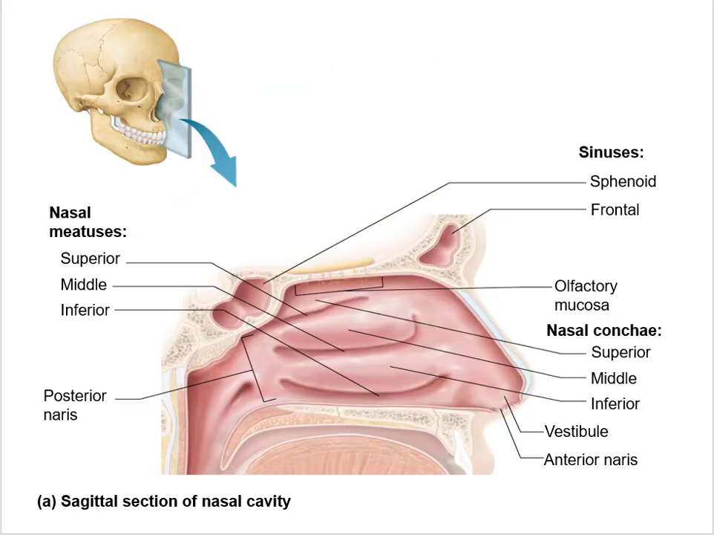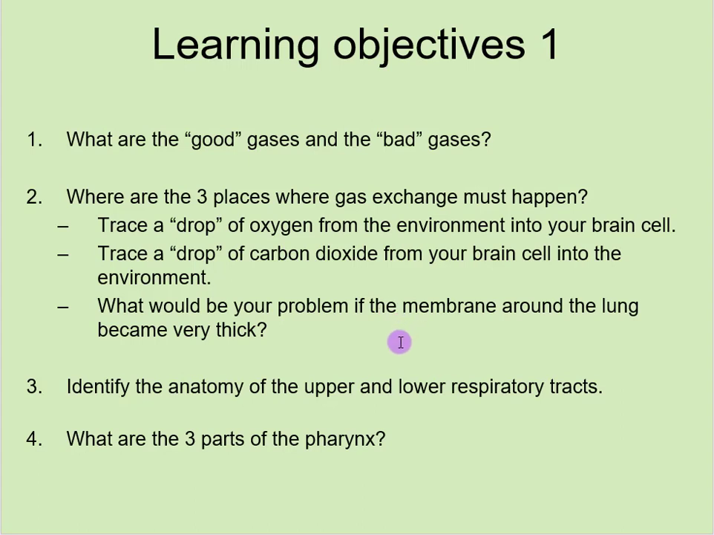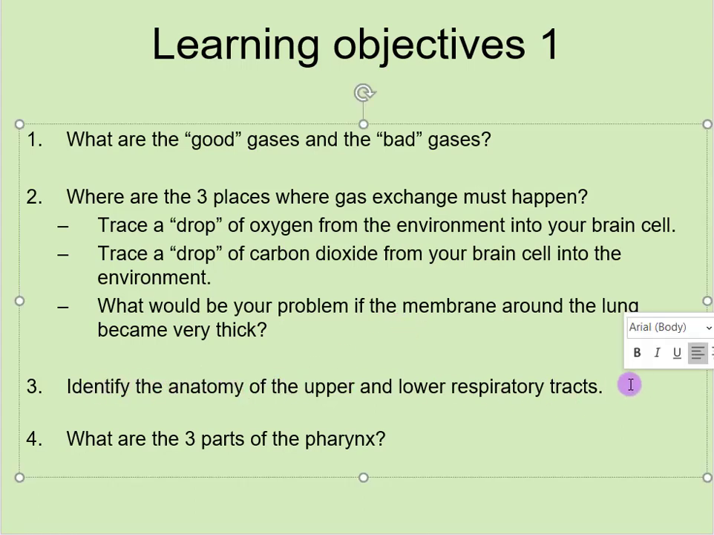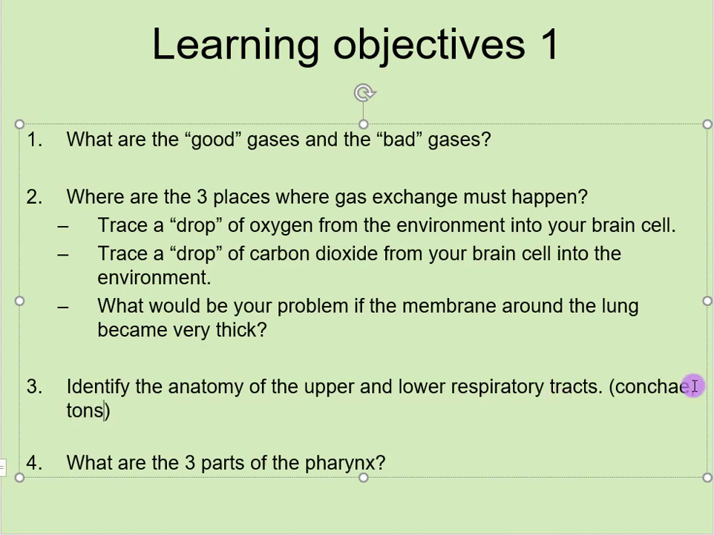Okay, so let's look up here at the nasal cavity. A couple things that I want to point out, and I don't have this in your learning objectives, but you really need to know it. It was just an oversight, but it should be included. In the anatomy of the upper and lower respiratory tracts, you should include the word concha. What do the concha themselves actually do? While we're at it, you might as well include the word tonsils as well, because we're going to see those in a second.